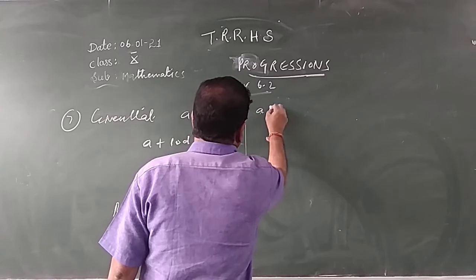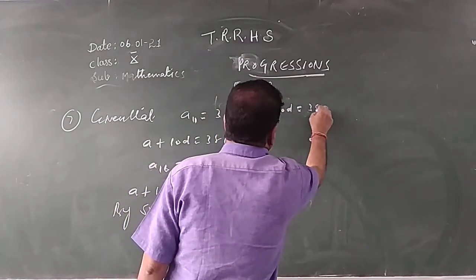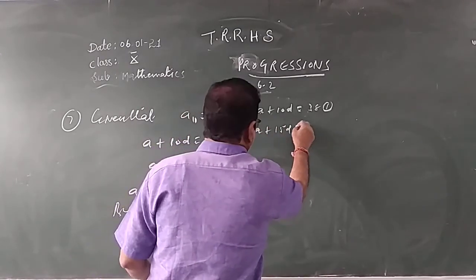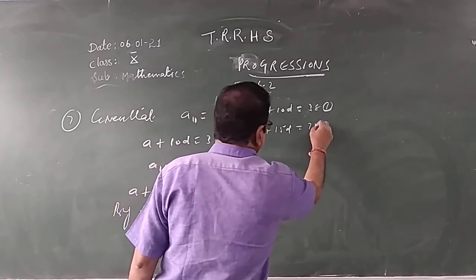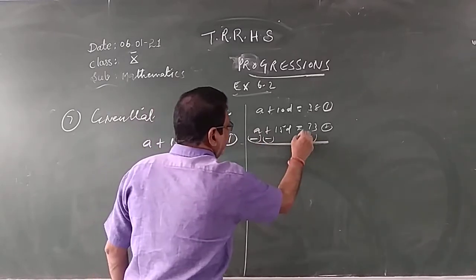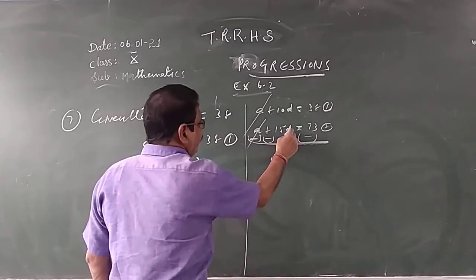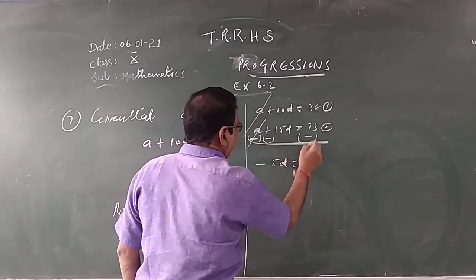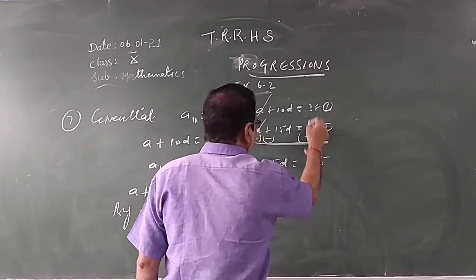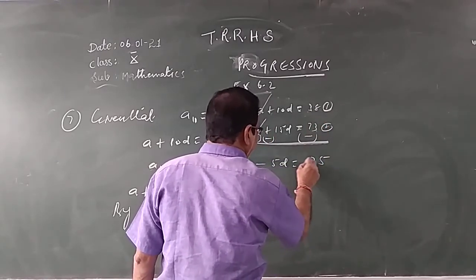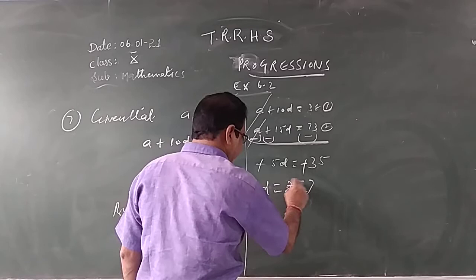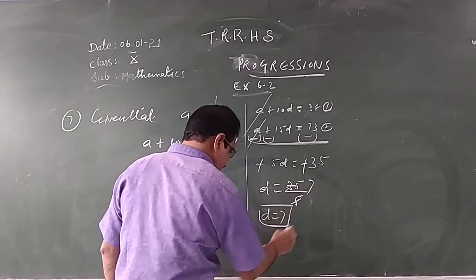First equation is a plus 10d is equal to 38. Next equation is a plus 15d equal to 73. Subtract: a minus a cancels, 10d minus 15d is minus 5d, equals 38 minus 73, that is minus 35. Minus signs get cancelled. d is equal to 35 by 5, that is 7. D equal to 7.